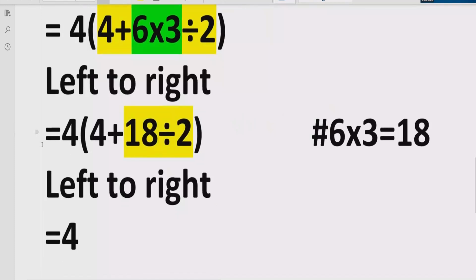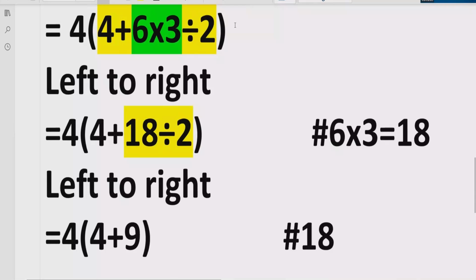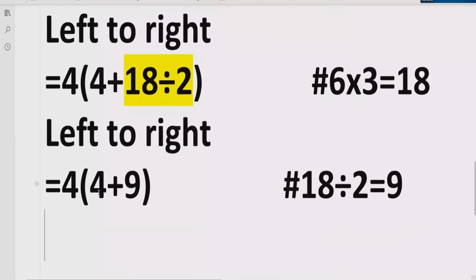We will solve this one. 4 plus, and 18 divided by 2 equals 9. If we divide 18 by 2 we get 9. And here we will give the reference: 18 divided by 2 equals 9. Now move forward. We will solve this bracket, which has two terms which are adding each other. So we will add both of them.